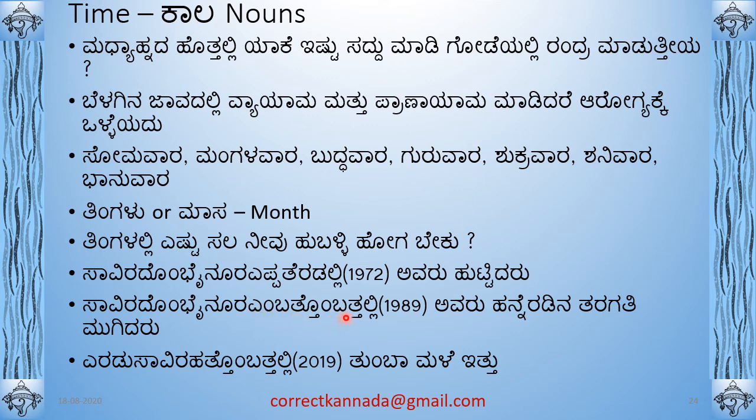Okay. 1989. 89 means 89. 1900 is same, right? 1989. 89ರಲ್ಲಿ ಅವರು 12ನ ತರಗತಿ ಮುಗಿದರು. 12ನ means 12th. ತರಗತಿ means standard. ಮುಗಿದರು, finished. ಮುಗಿ is to finish. He completed 12th standard in 1989. Okay.